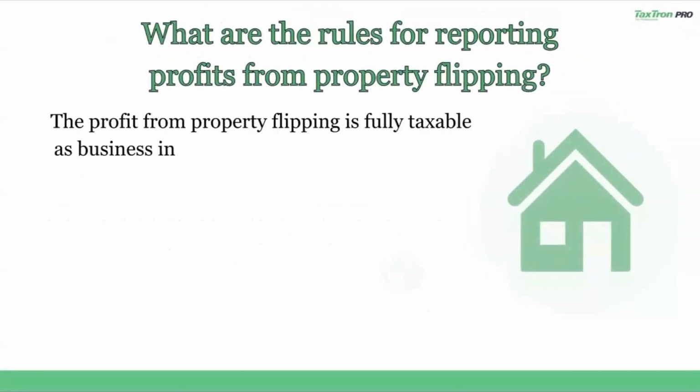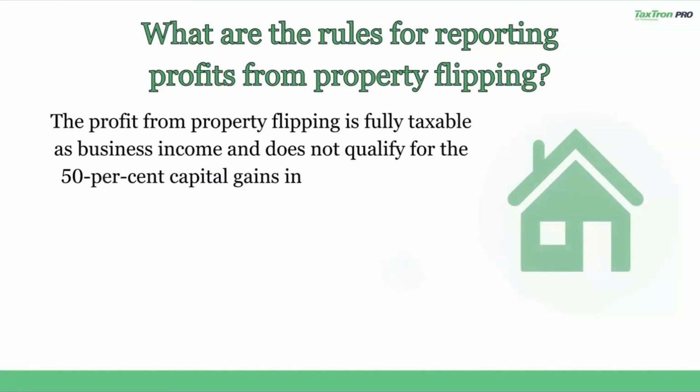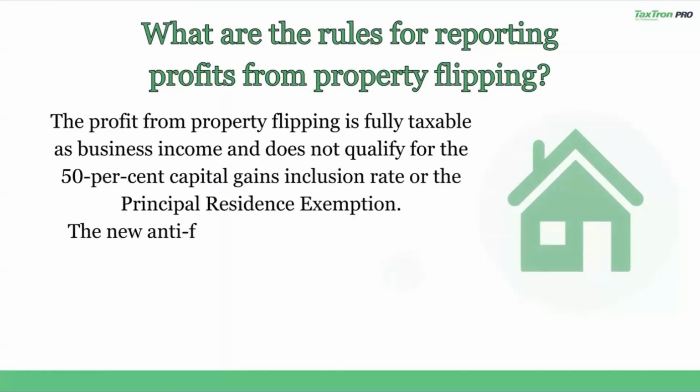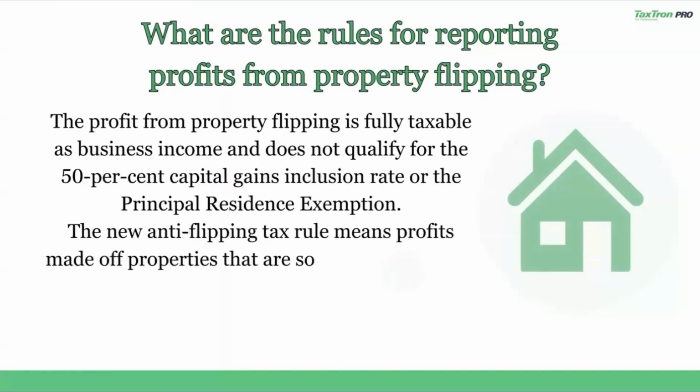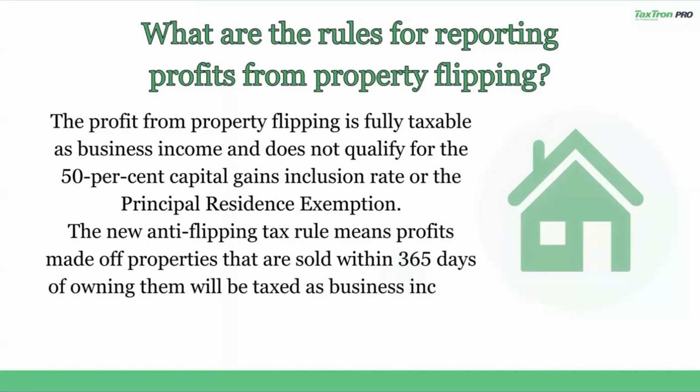What are the rules for reporting profit from property flipping? The profit from property flipping is fully taxable as business income and does not qualify for the 50% capital gain inclusion rate or the principal residence exemption. The new anti-flipping tax rule means profits made off properties that are sold within 365 days of owning them will be taxed as business income under the new rule.